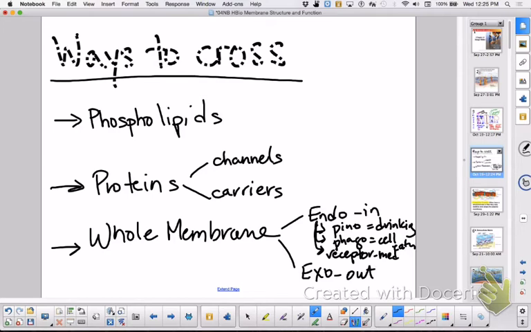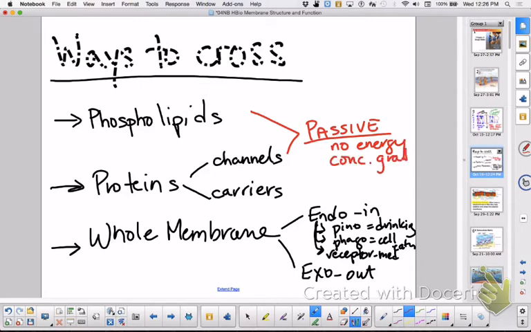Okay, now let's talk energy and all of this. If you go through the phospholipids, or you have a channel, that's going to be what? Passive. Right? No energy is needed, because you're going with your concentration gradient. That could be diffusion or osmosis. Does that make sense to you?